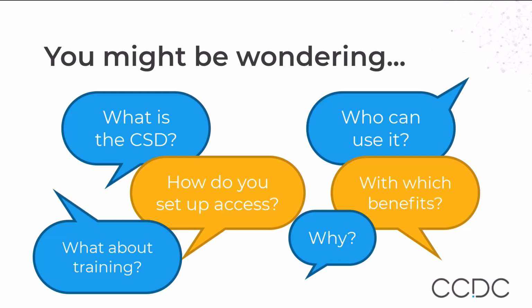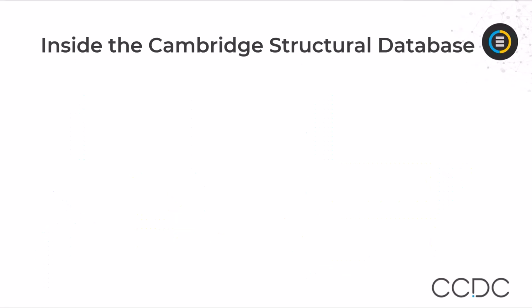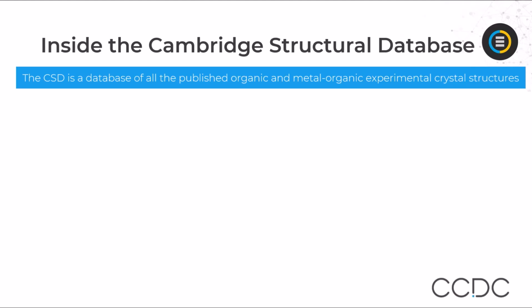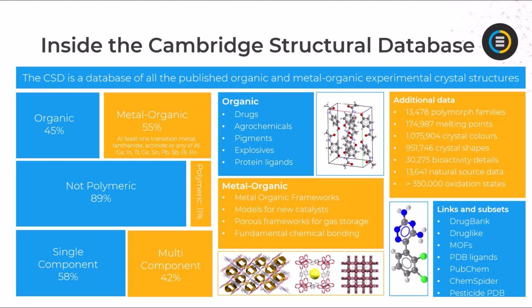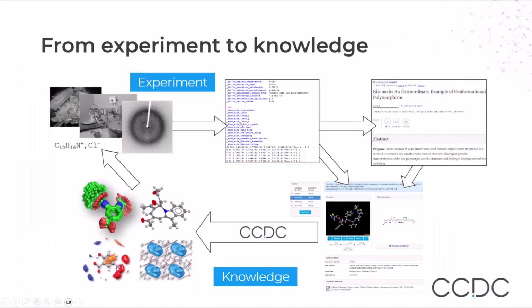So, what is the CSD? The Cambridge Structural Database, CSD, is a database of over 1.25 million crystal structures. It contains the data of structures for all published small organic and metal organic molecules. Data from the CSD is particularly useful in a variety of fields: pharmaceutical, drug design, agrochemical, pigments, protein ligands, metal organic frameworks, MOFs, porous materials, and many more.